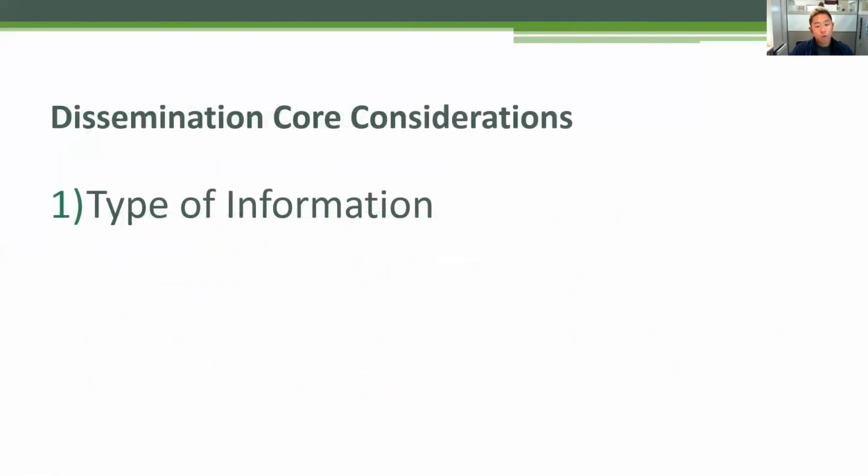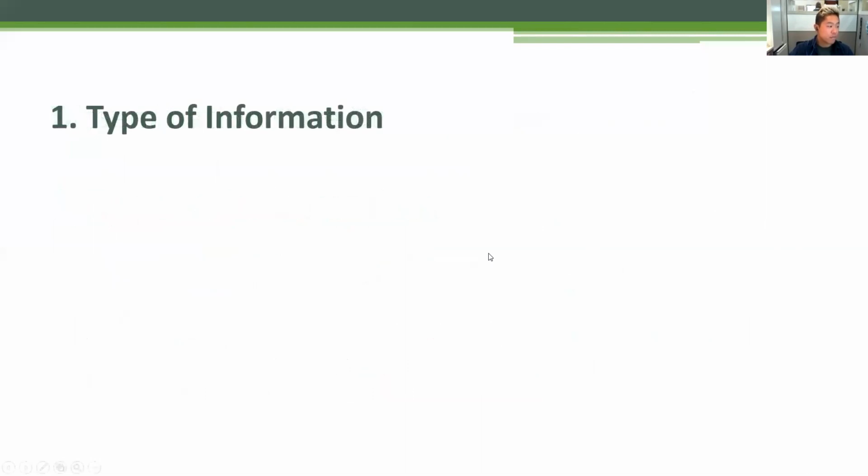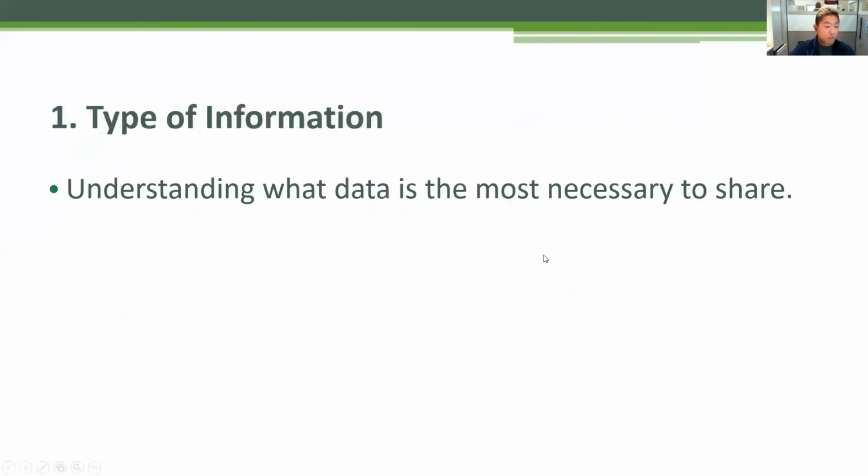So there are four dissemination core considerations. The first thing I would like to talk about is what kind of information, the type of information that you are sharing. The type of information is understanding what data is most necessary to share. You do not want to share information that is not pertinent to the person.